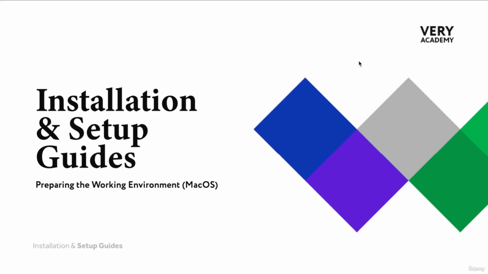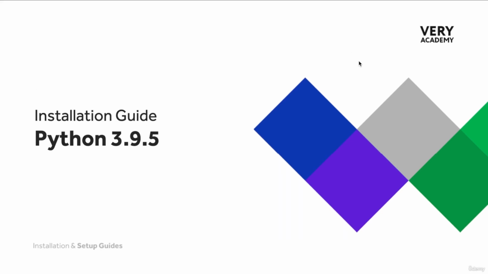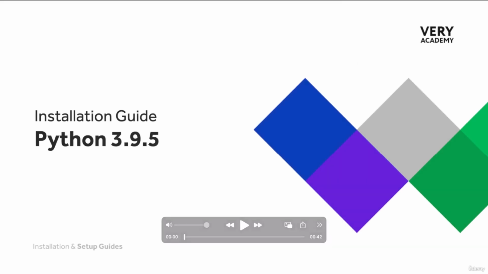This is the install and setup guide for Python on the Mac OS. In this course, we are going to be utilizing an older version of Python, 3.9.5. You can utilize other versions of Python from around about 3.4, the latest current version being around 3.10 as of recording this tutorial.